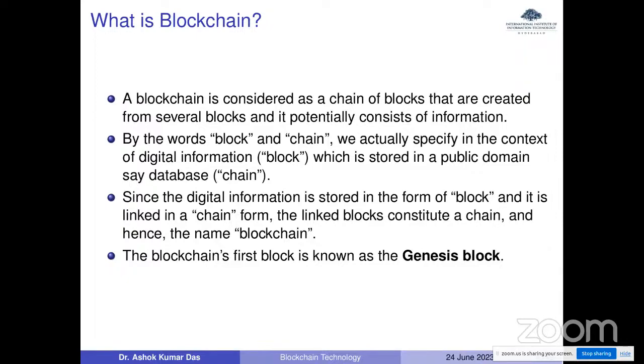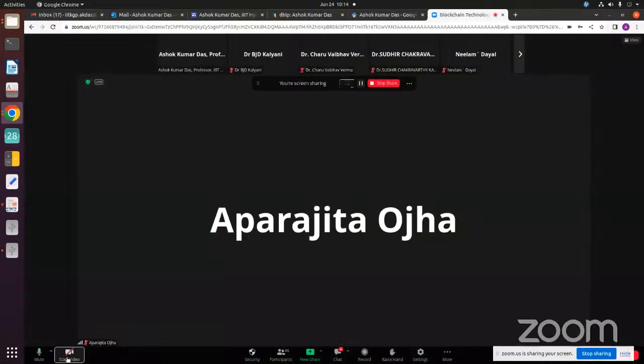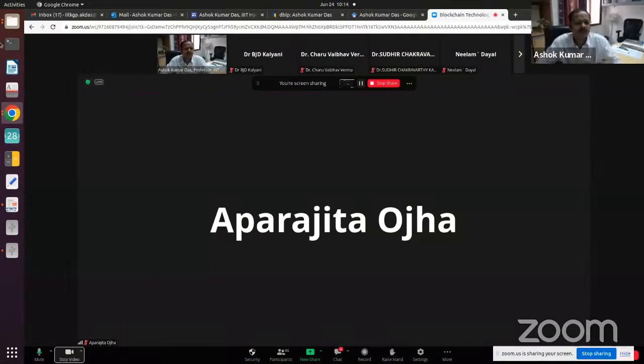So in the simple linked list concept, let me turn on my camera too, probably it is off, I guess. Yeah, right.